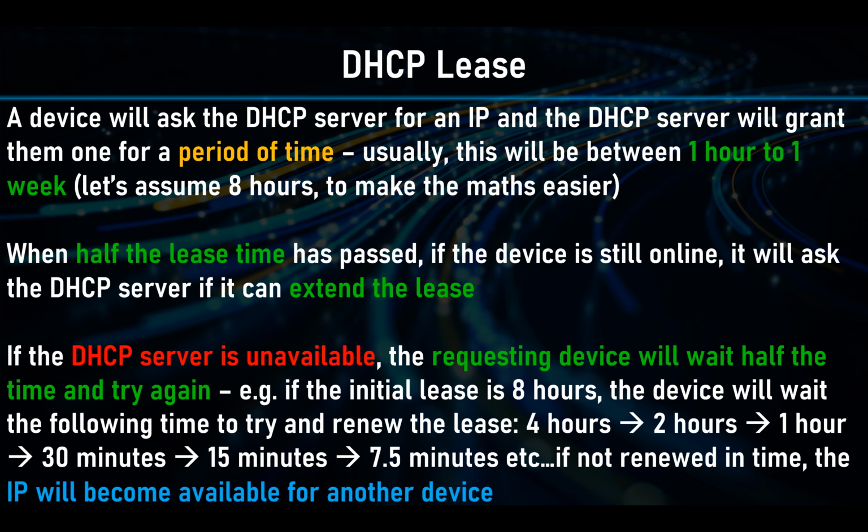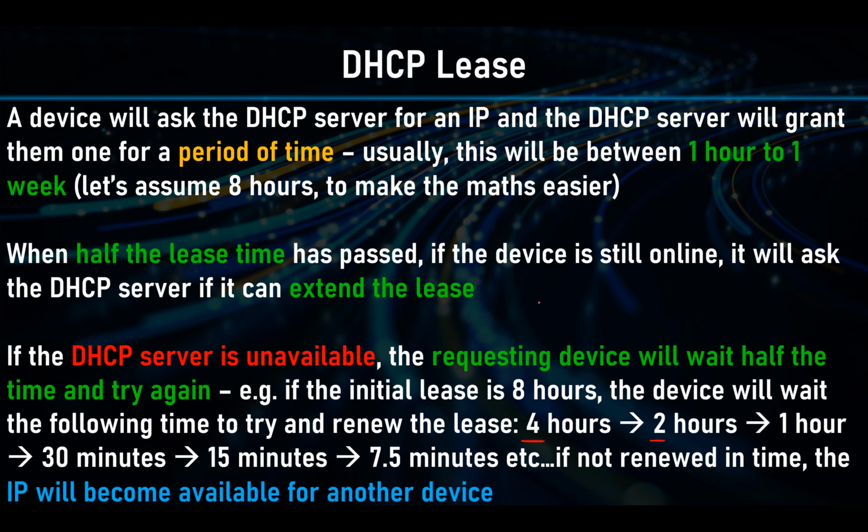So, for example, if the initial lease is 8 hours, the device will wait the following time to try and renew the lease. First it's going to wait 4 hours, then after 4 hours it's going to ask, can I extend this lease? Can I continue using this IP address? If it doesn't get a response, or if it's denied, then it's going to wait another 2 hours and try again. Again, if that's unsuccessful, it's going to wait 1 hour and try again, then 30 minutes, then 15. So hopefully that makes sense how it's working. It's just waiting half the time each time and then asking.